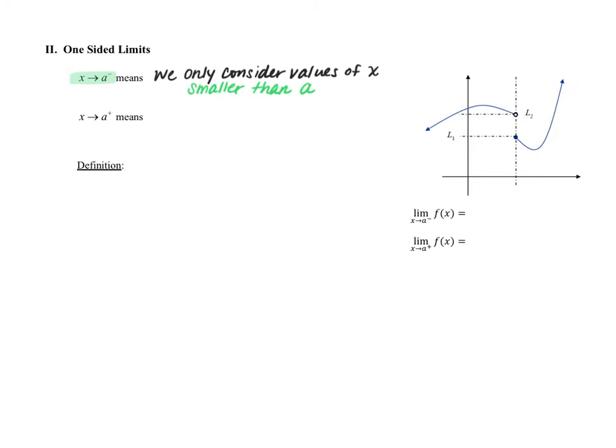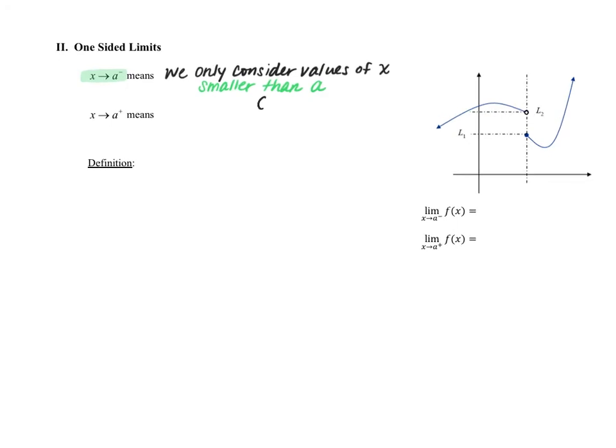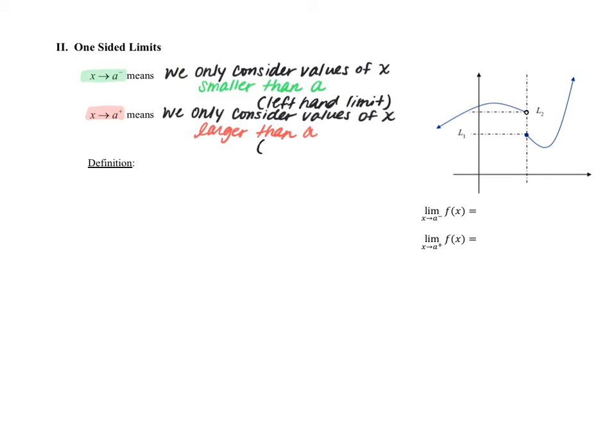So when you see this notation, x approaches a from the left, that means we are computing a left-hand limit, only considering values of x that are smaller than a. However, when you see the notation with the plus sign in the superscript, that means we're computing a right-hand limit, so we only consider values of x that are larger than a. And this is called a right-hand limit.